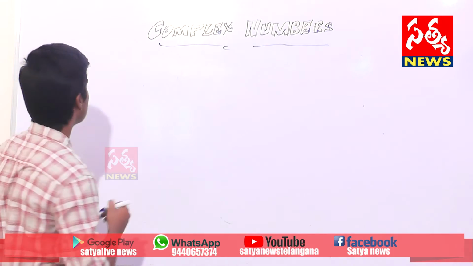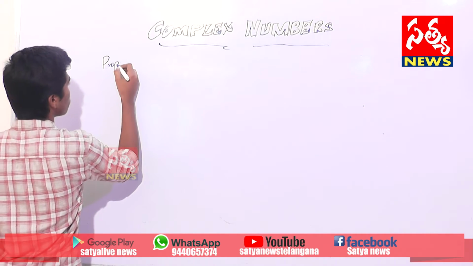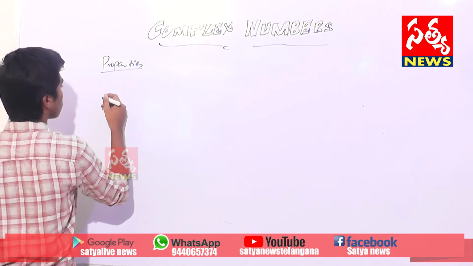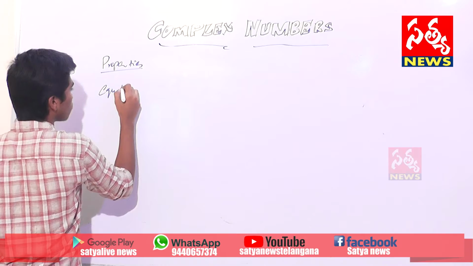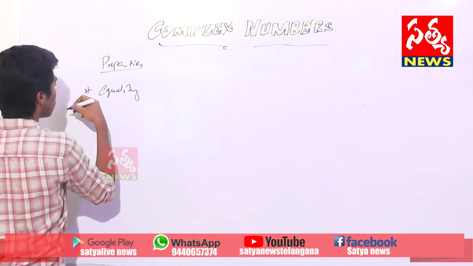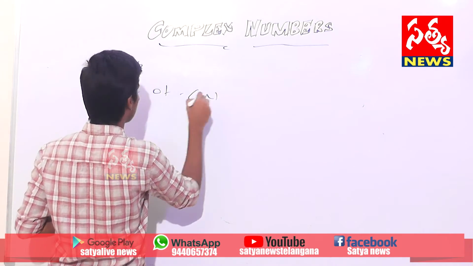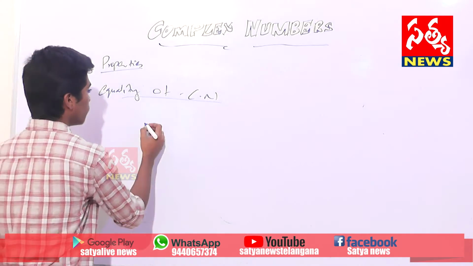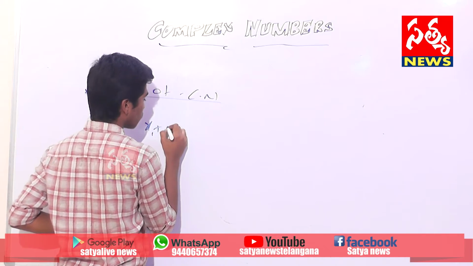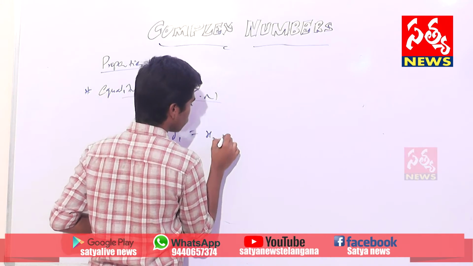Now, properties. First of all, equality of a complex number. Let us assume that x1 plus i y1 equals x2 plus i y2.